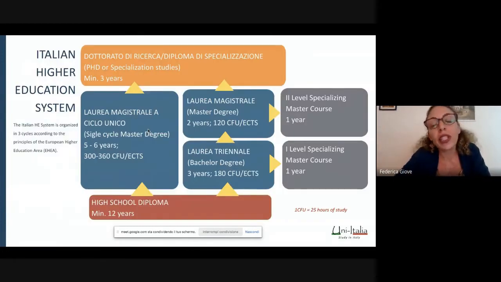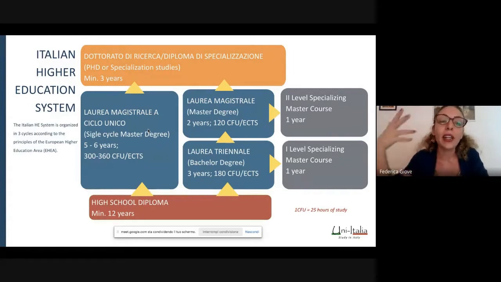Okay, here I will just explain briefly how the Italian higher education system works. In order to have access to an Italian university, you must be in possession of a high school diploma, and the minimum duration of your previous studies must be 12 years.